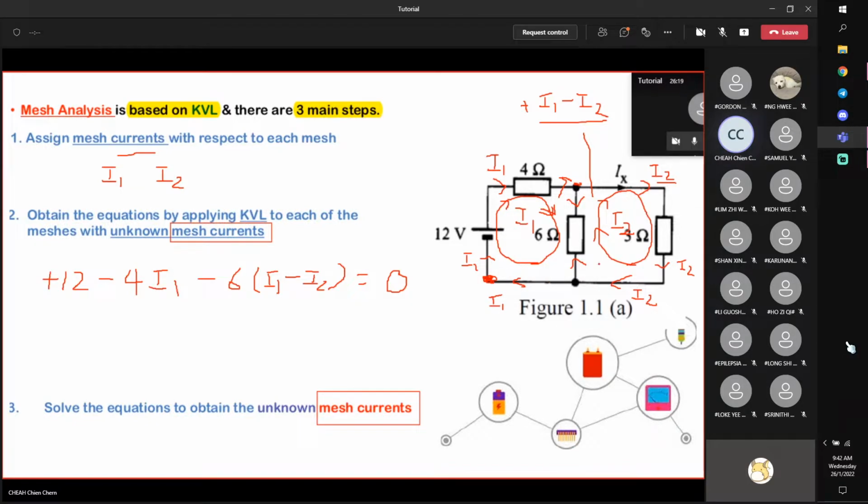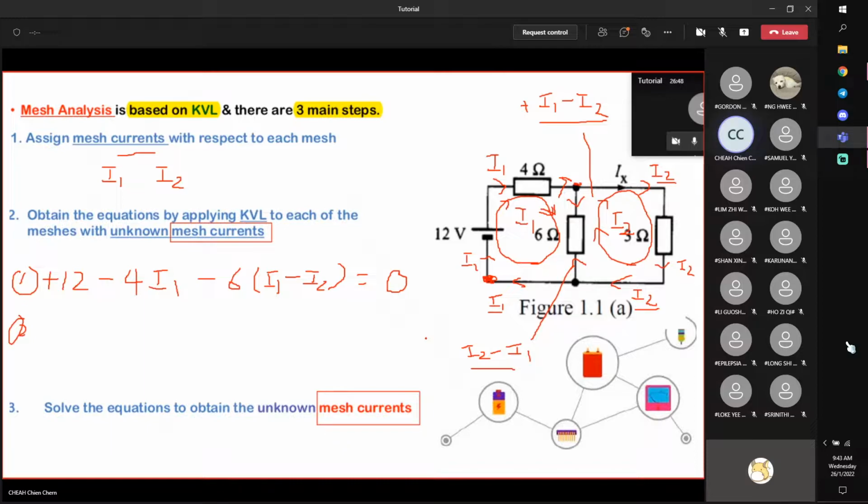Inflow equal to outflow. Therefore, this one should be I2 minus I1 in the upward direction, because these two added up will become I2. Then you can write down another equation. So the whole idea is that I form 2 equations, then I solve the equations to obtain the mesh current. You can see that the idea is basically the same.